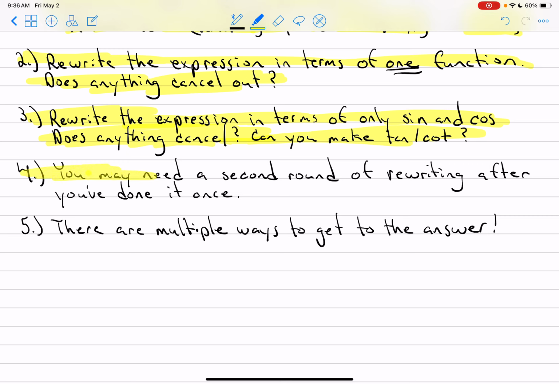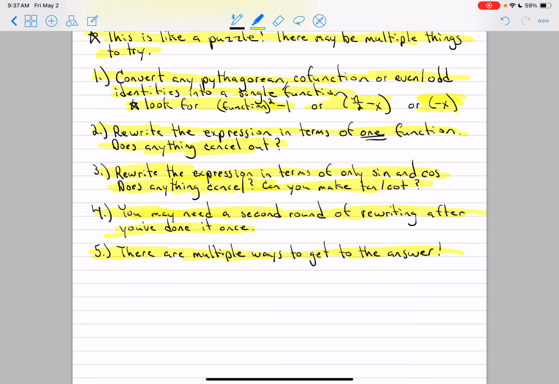All right, so now, after you do this once, you might need a second round of rewriting, okay? So maybe you rewrote something, you got somewhere closer, and then you got to do it again in a second round. And finally, step 5, there are multiple ways to get to the answer, so there isn't one right way. So again, this is kind of like a puzzle. You can come at it many different ways, but I think if you follow these steps, you'll be in pretty good shape. So let's just practice some.